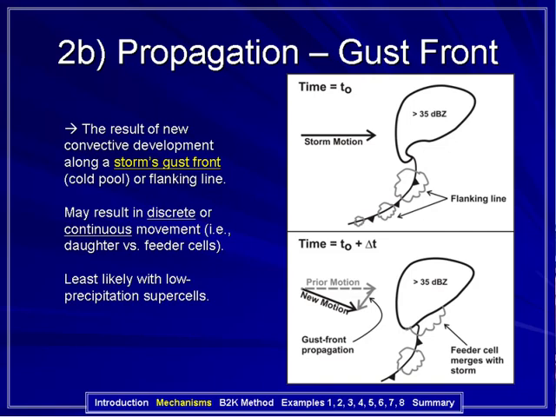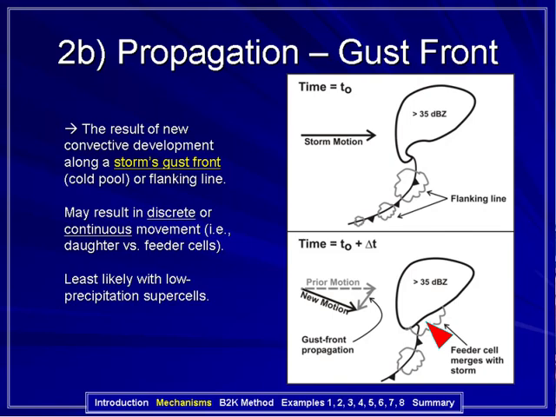And this gust front can be either in the form of a flanking line or it can actually get out ahead of the storm. And what happens here, if we look at this particular example, we see new cells that develop along this flanking line, and eventually they grow and they merge with this prior supercell. And as a result, they end up producing a southward propagation component.